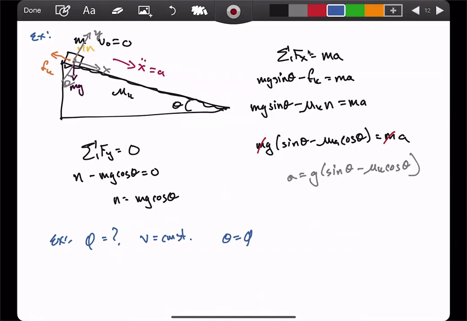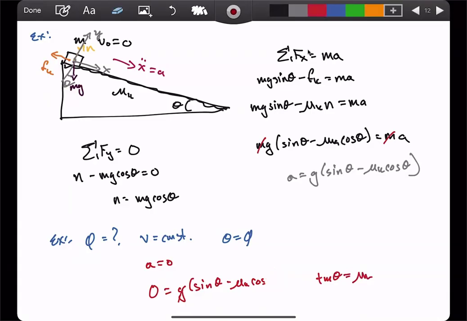So let's talk about that. First things first, if my velocity is equal to a constant, that means my acceleration is equal to 0. So using this expression, we get 0 equal to g sine of theta minus mu sub k cosine of theta. In this case, g is a constant, so let's get rid of the g. So this tells me that the tangent of theta is equal to mu sub k.